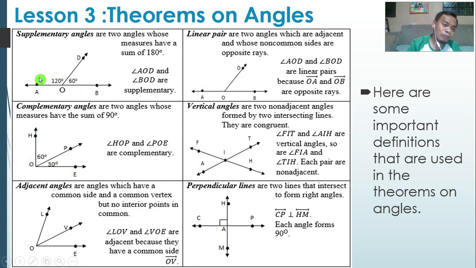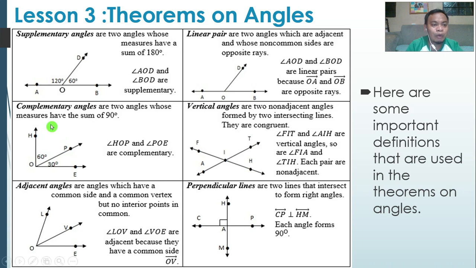This means there are two angles like this one, angle AOD, the measure is 120. Then we have angle DOB, the measure is 60. If we add these, 120 plus 60, the result is 180. Therefore, they are supplementary angles. Angle AOD and angle BOD are supplementary because if we add the two angles, the result is 180 degrees.